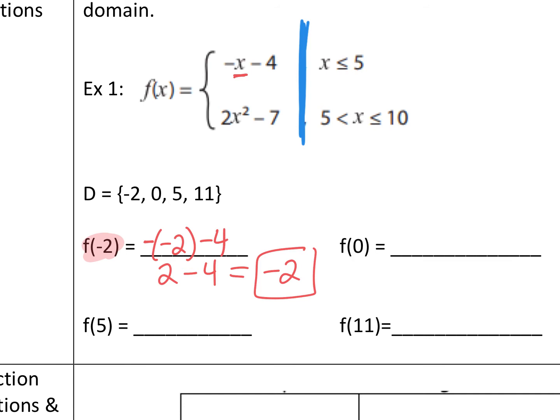So when I plug that in, what do I end up getting? If I plug in 0 to this. Anybody? Negative 4, right? So negative 0 minus 4 is just going to be negative 4. That's it. That's my answer.